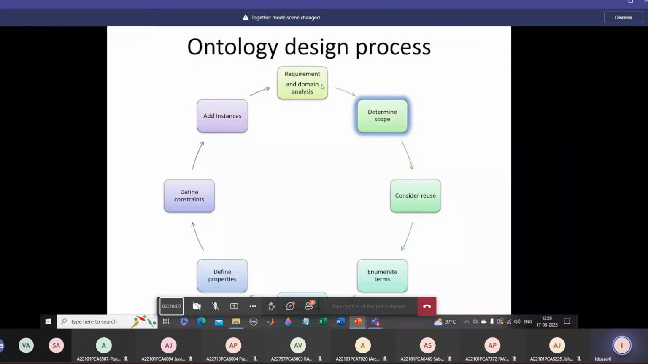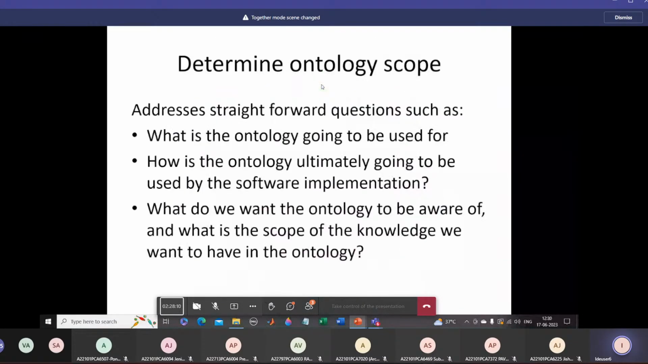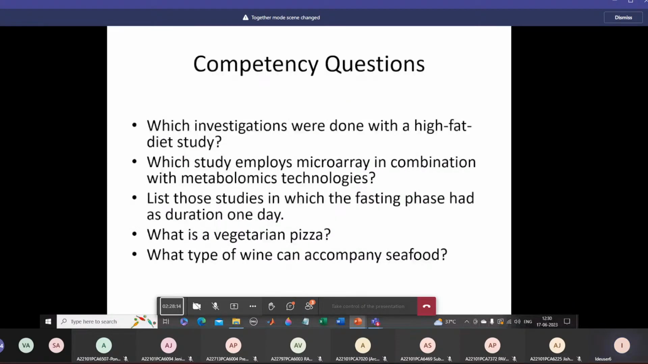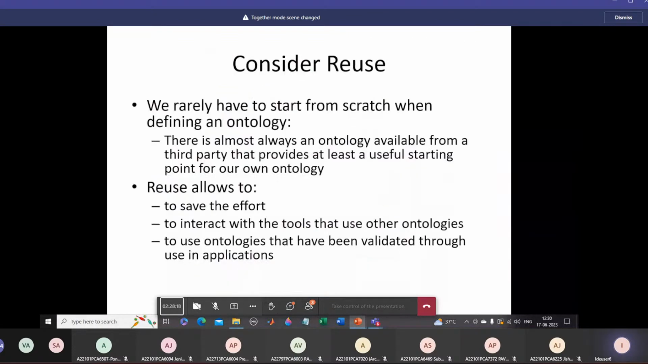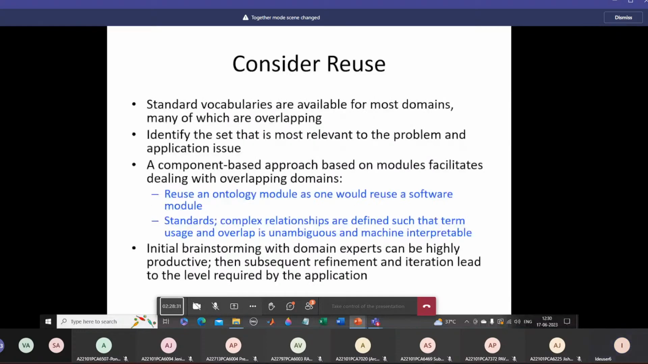This is all the requirement and domain analysis. So determine your ontology scope. And what are the competency questions for that? And the next one is considering the reuse. Rather than starting from scratch when defining an ontology, we go for reuse. So you can save the effort, you can interact with the tools, and you can use the ontologies that are being validated. Why do we consider the reuse?